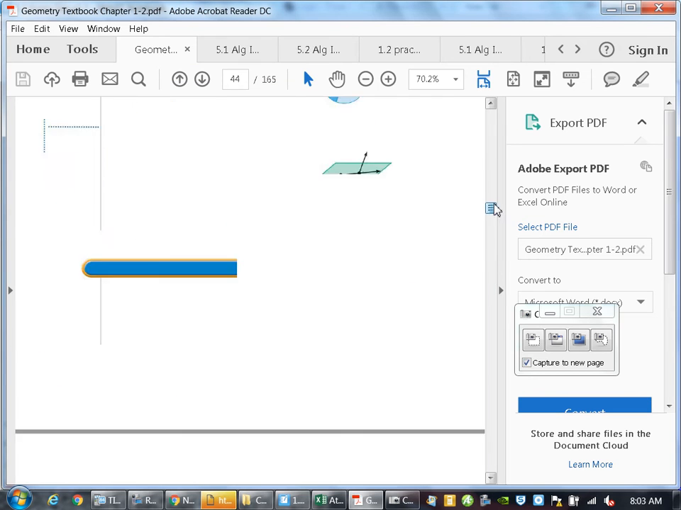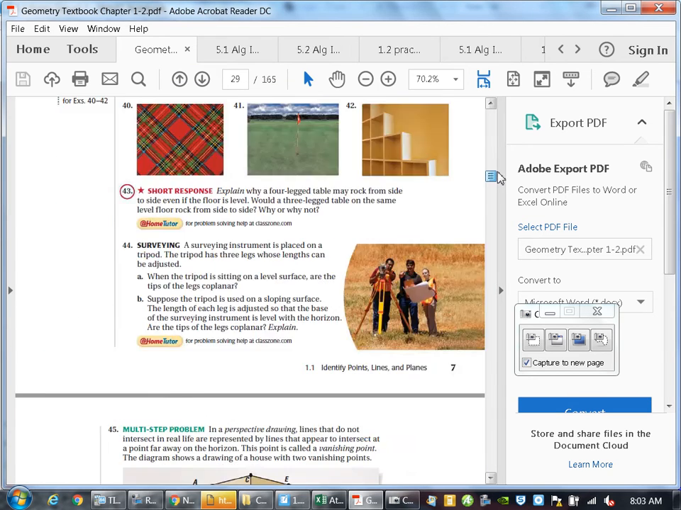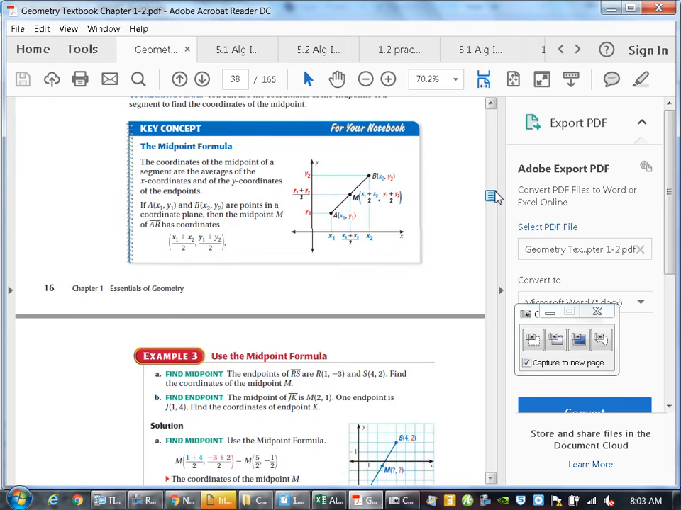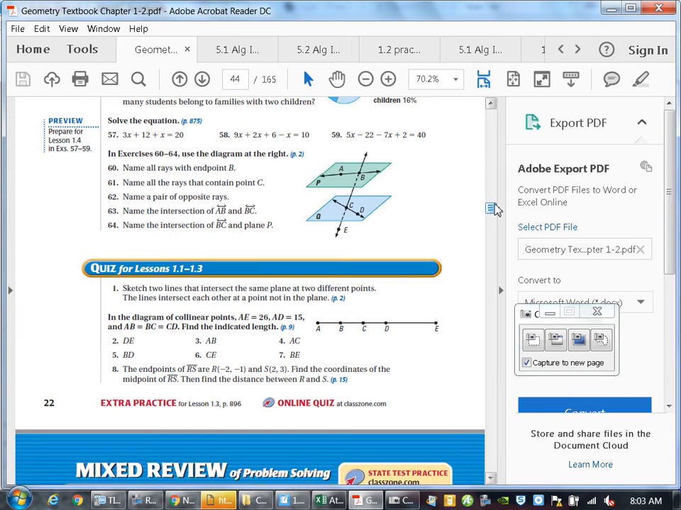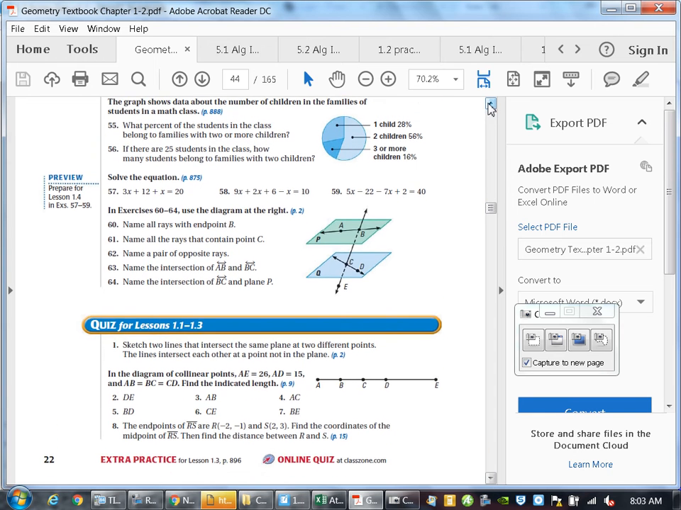When we worked with midpoint, scroll back up, far. Hey, there we go. We did this a couple of different ways. I hate the scrolling on this thing.